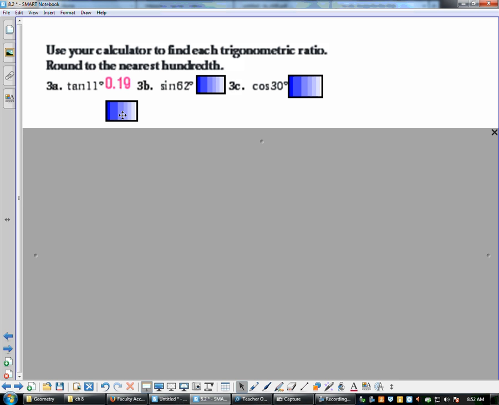Okay. Everybody else, can you please find sine of 62 degrees and cosine of 30, and see if you agree with these numbers? 0.88, 0.87. Are we good?